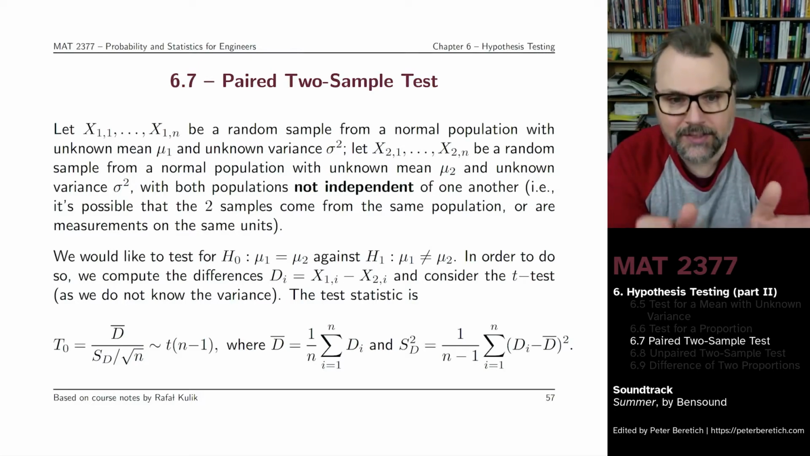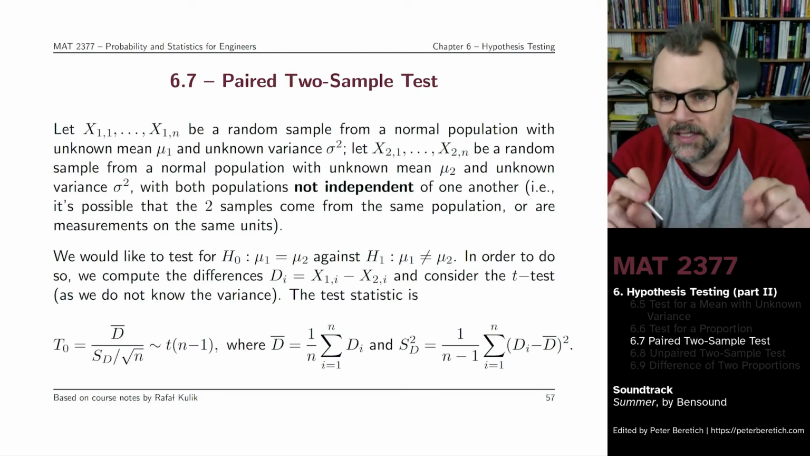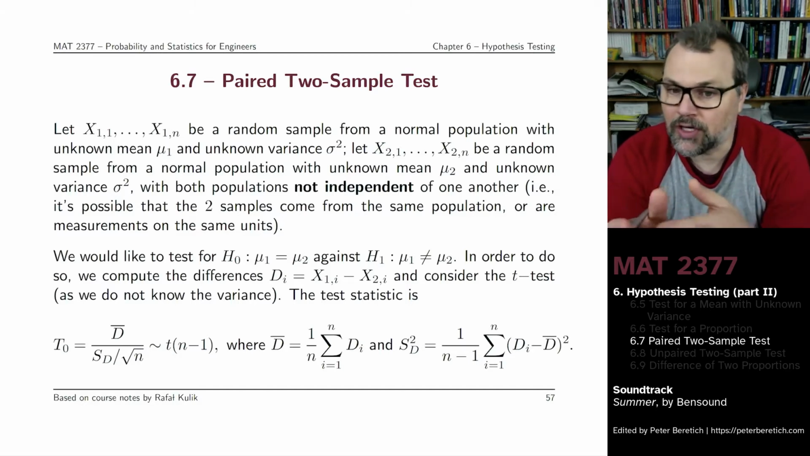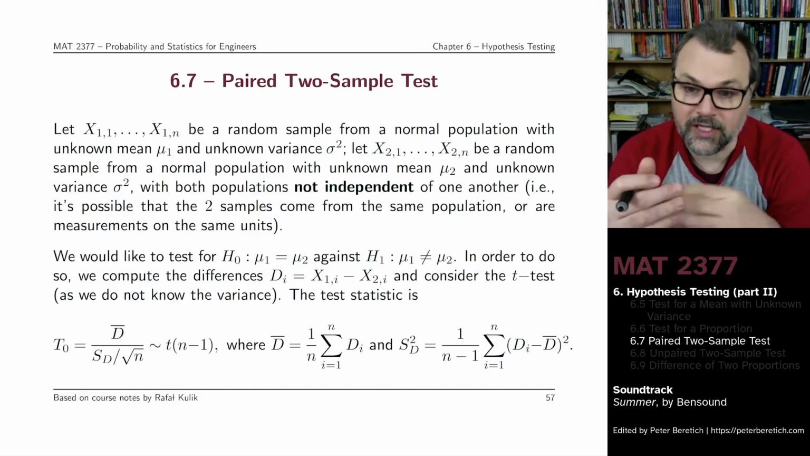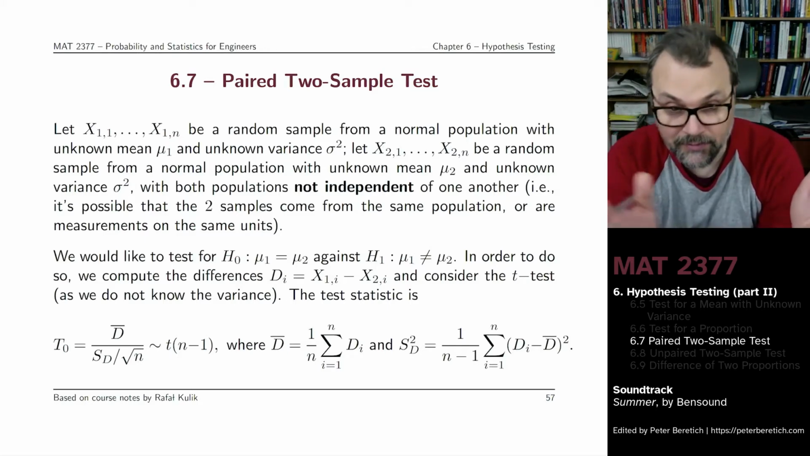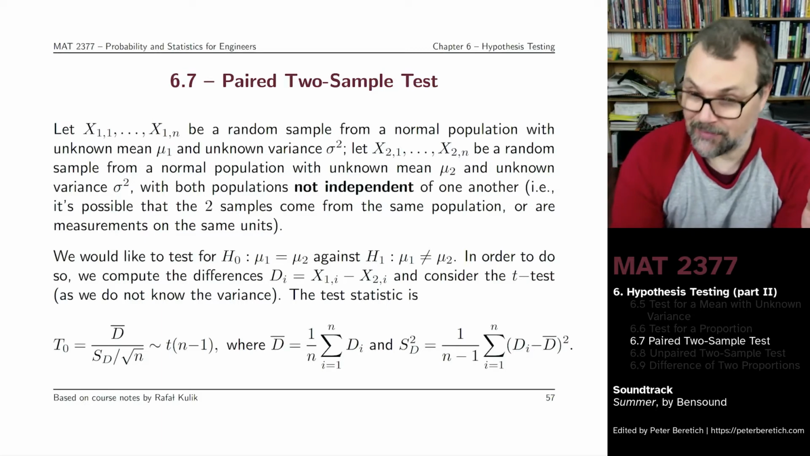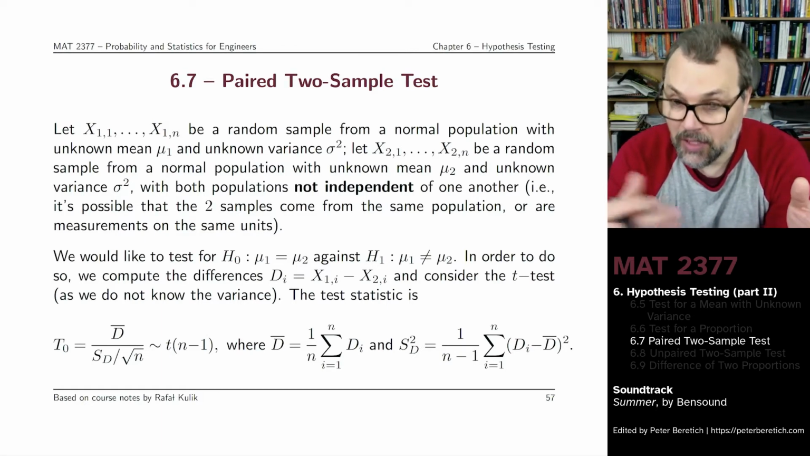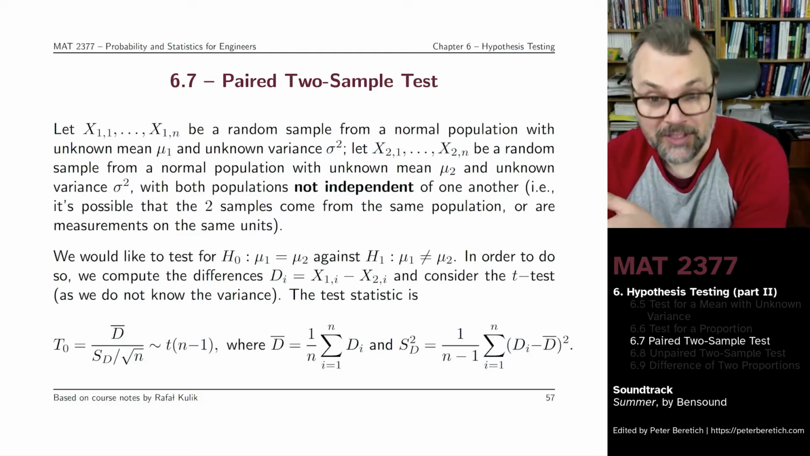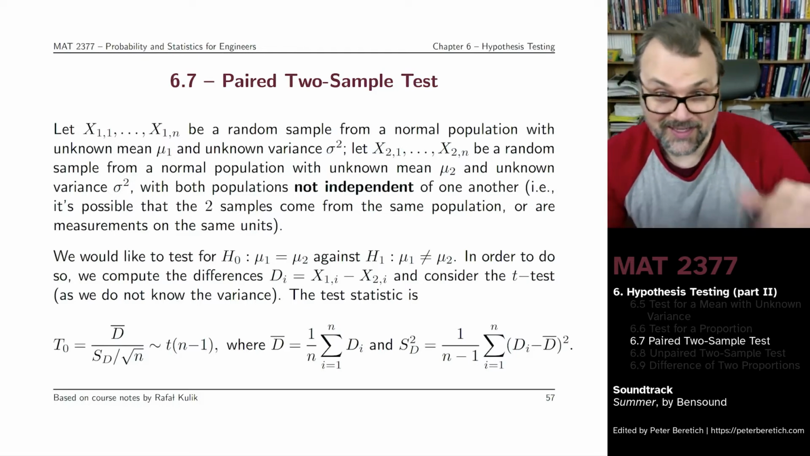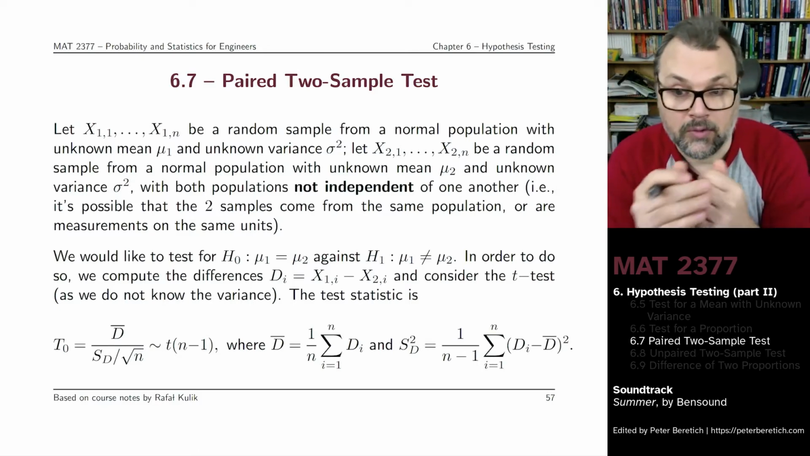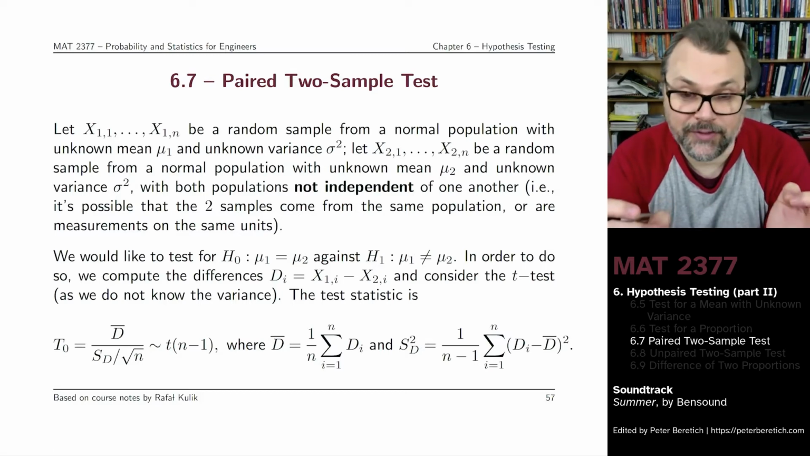Now we'd like to test the null hypothesis that the underlying population mean is the same against the alternative that they're different, right? And so you can imagine a setup where you measure some quantity for n people, then you implement a change in policy. You wait a bit, and then you measure the same quantity again. And then you'd be interested in knowing if the mean value is the same prior to the policy change and after the policy change. So we do this by looking at the differences, the Di.